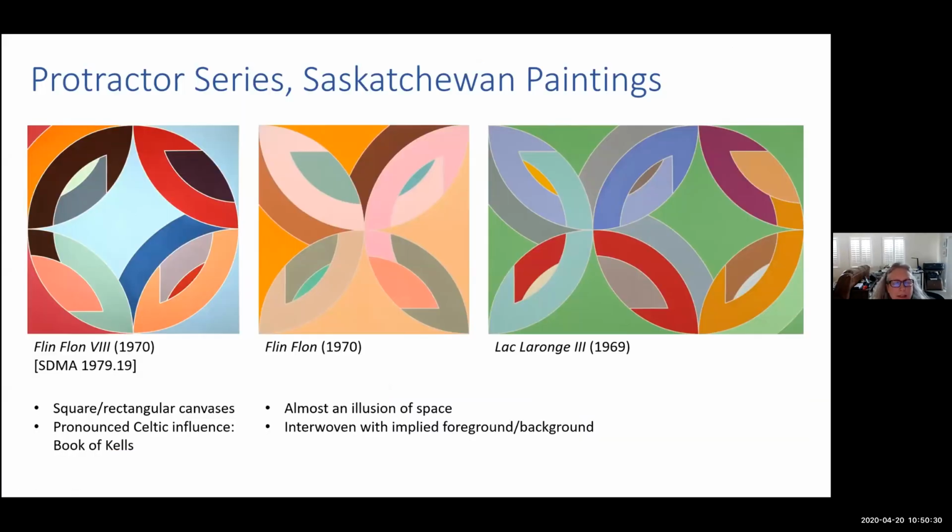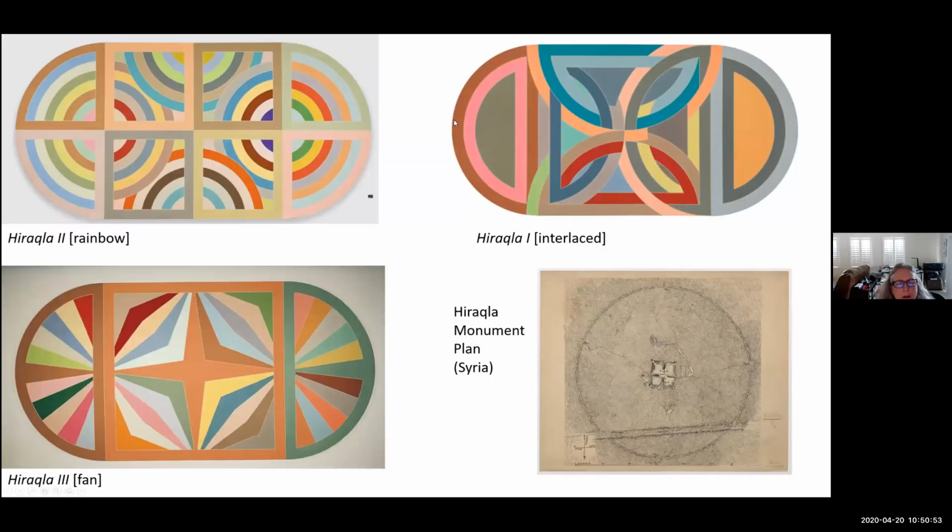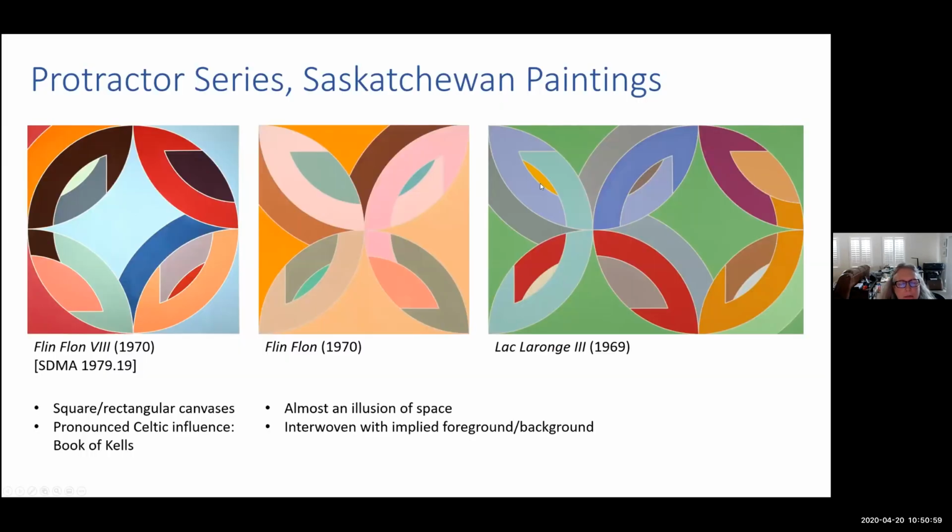Now let's look at these. This is a subset of the protractor series. He at one point was teaching in Canada, in Saskatchewan. You'll also see them referred to as the Saskatoon paintings. So here he was, and he didn't have access to the shaped canvases that he had when he was doing these. Obviously these are custom-made shaped canvases. So he was working with squares and rectangles.